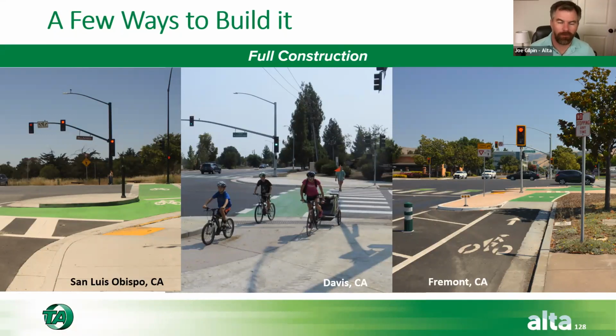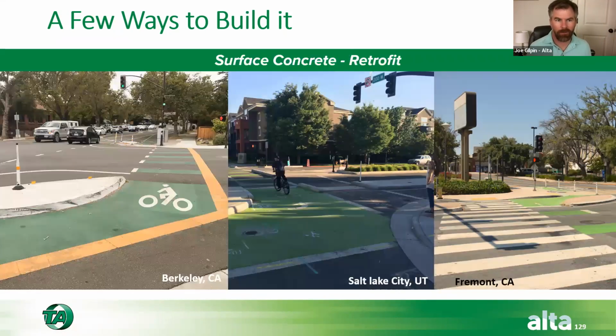And then here's another view from that Fremont example here. So these are all kind of full reconstruct projects, a little bit more expensive. Good to do if you already kind of need to replace your signals, but if you don't need to replace your signals, you could consider what we call a surface concrete retrofit. And in this case, you're typically maintaining your curb lines that already existed at the intersection. The signals will stay in the same place. Your push buttons will most likely stay in the same place, and your drainage will stay in the same place, but you're going to float these islands out into the intersection to create the features of the protected intersection.